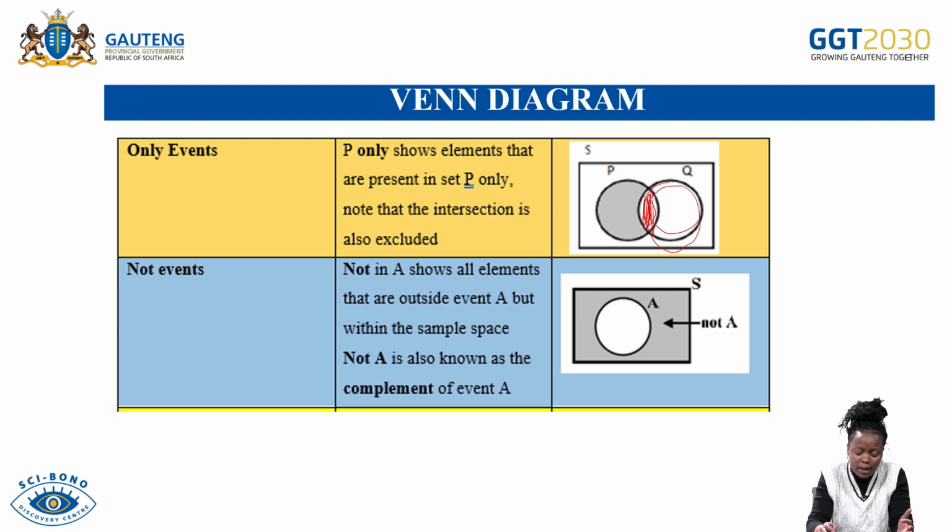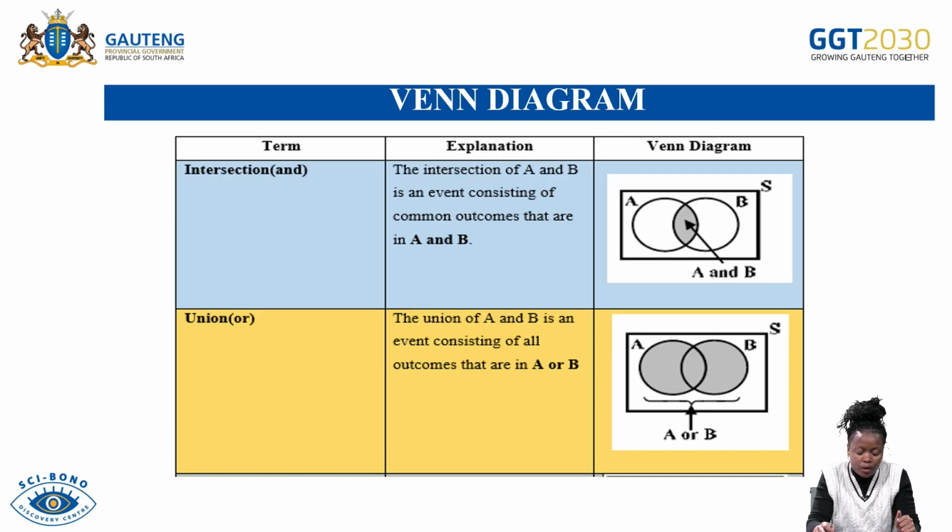Okay, not A shows all elements that are outside event A but within the sample space. Not A is also known as the complement of event A. You also know this from grade 10, the complementary events, whereby we say the probability of not getting A is going to be 1 minus the probability of getting A. Ne? So we are saying everything else except this probability of A, or that event A.